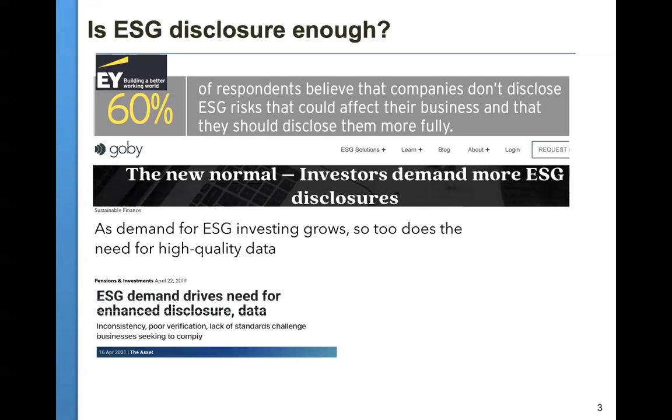And also there is lots of media news. If you search on Google, you'll find the news. Here I just cite a couple of headlines from Reuters or Bloomberg. So the point is that the demand for ESG investing grows. The investors want to get more information, but the supply doesn't seem to be enough to satisfy those demands. Investors just want to know more about the ESG information.